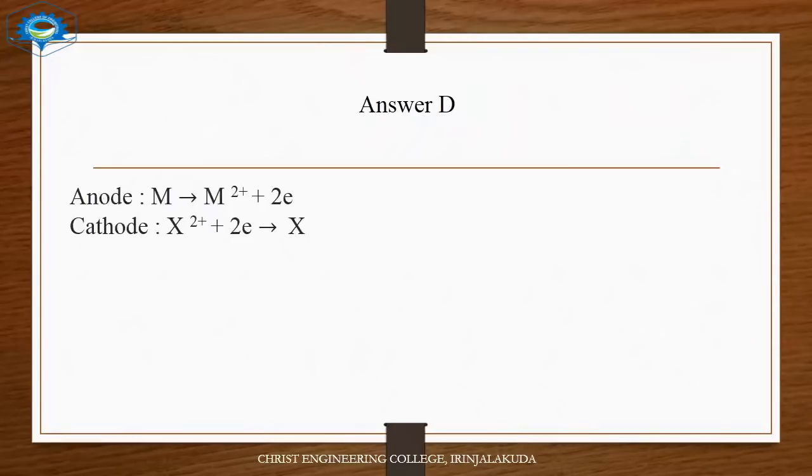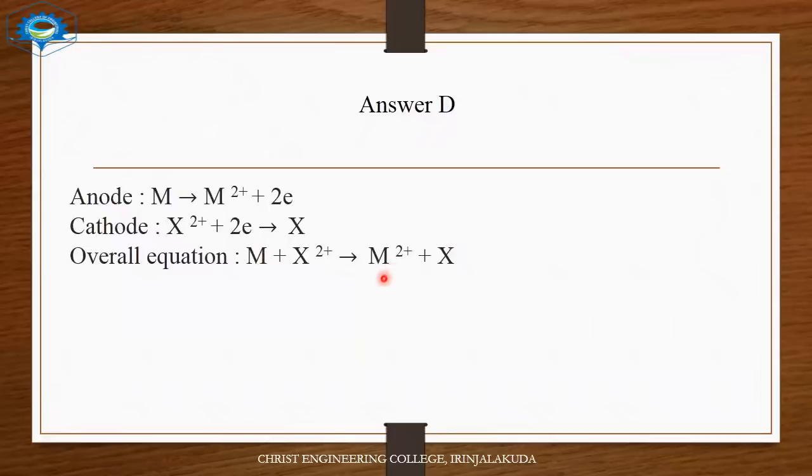From this, we can write down the overall cell equation by adding anode and cathode equations. When we add anode and cathode equations, the common terms on opposite sides get cancelled. So here we have 2 electrons, here also we have 2 electrons. 2 electrons is our common term. They get cancelled. So the overall equation becomes M plus X2 plus gives M2 plus plus X. This is our overall equation.